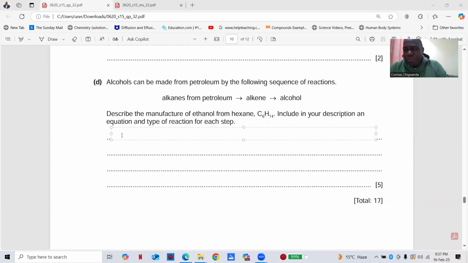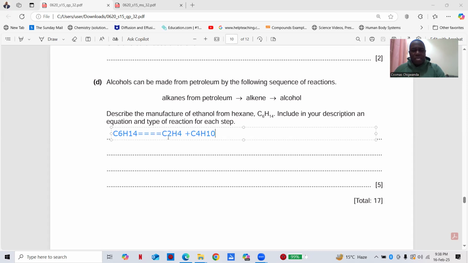I suppose you still remember the process whereby we can break these long hydrocarbon molecules. We can break this down during a process called cracking, and then we can make shorter and more useful molecules. I suppose you can see what I'm writing there. So I am performing what we call cracking. I started off with a long molecule, which is hexane, and it has 6 carbon atoms and 14 hydrogen atoms.